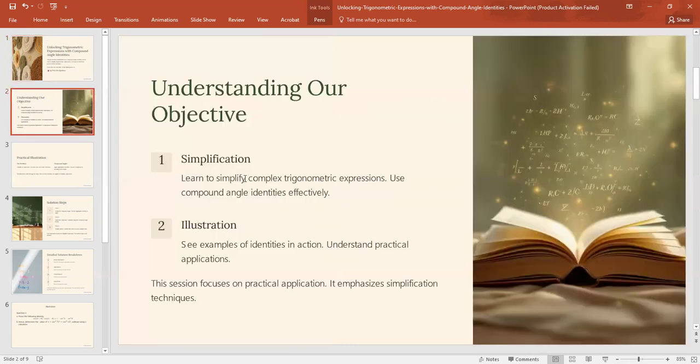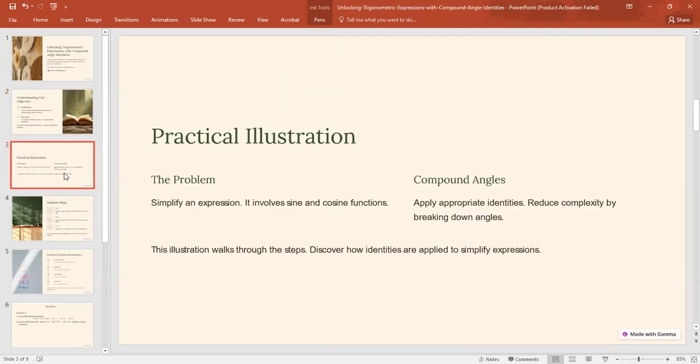What are our learning objectives? By the end of this session, you should be able to learn how to simplify complex trigonometric expressions, and how to use compound angle identities to achieve this goal. The second point of our discussion is actually to show you how to illustrate this. So we are going to understand a practical application on how to use compound angle identities to simplify a given trigonometric expression. So in our practical illustration, we are going to consider a specific expression. We are going to see how to apply these compound angle identities.